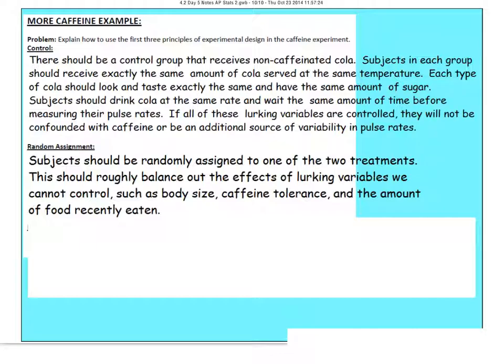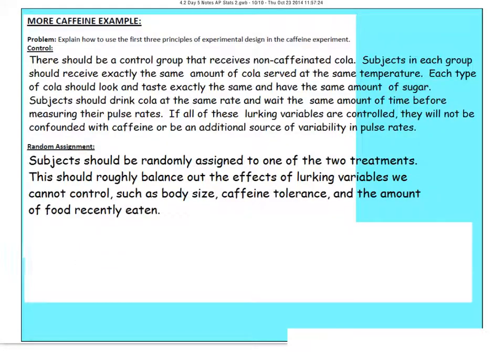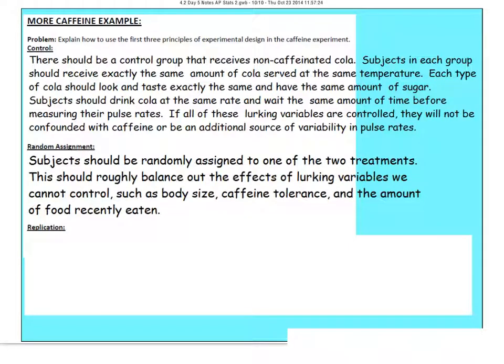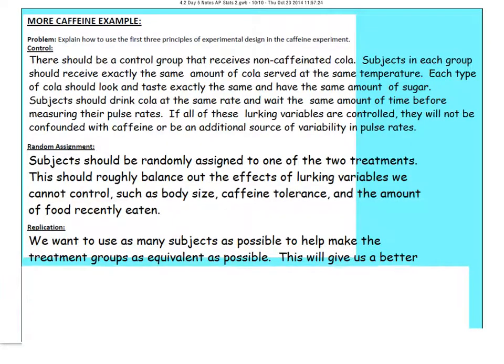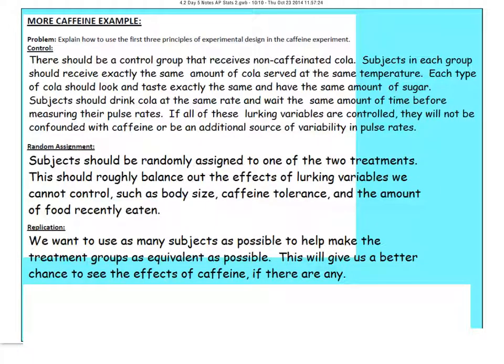Then the last piece here is how do you talk about the replication? Remember, replication just means a large enough sample size. So we want to use as many subjects as possible to make the treatment groups as equivalent as possible. This will give us a better chance to see the effects of caffeine, if there are any, on our subjects.